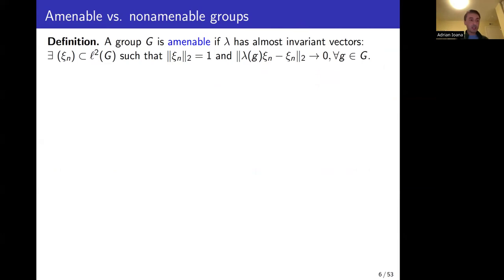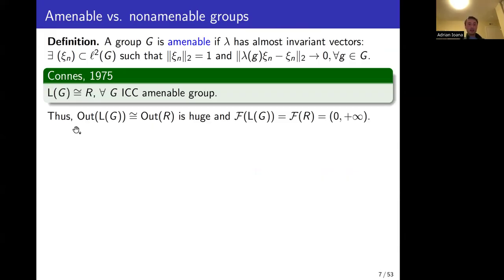It includes all abelian or solvable groups. And what Connes proves is that for every amenable group G that's ICC, the von Neumann algebra, the II_1 factor L(G), is isomorphic to the hyperfinite II_1 factor R. In particular, this implies that L(G) has the same invariants as R. So the outer automorphism group of L(G) is isomorphic to the outer automorphism group of R, which is known to be a huge group.